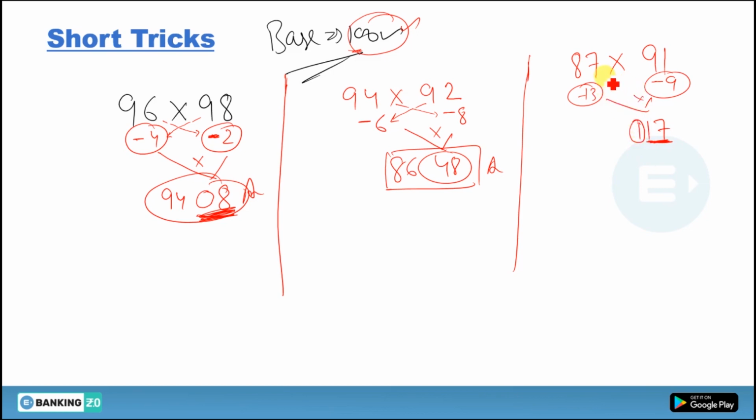Now do one thing, just subtract this 9 from 87 or this 13 from this 91. So if you subtract this 13 from 91, you are getting 78. Okay, if you are getting 78, this 1 will carry over here. You are getting 7917, and this one is the answer. I hope this trick is very clear to you, and this is quite an easy trick and very useful in your competitive exam.